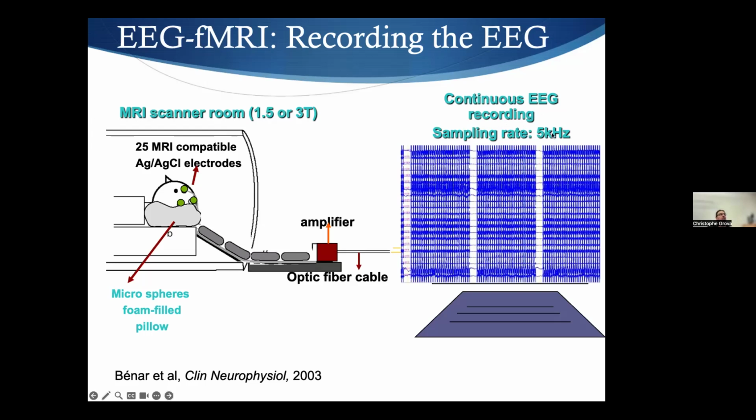EGI is limited to 1 kilohertz, and I must say it is a little bit limited. 5 kilohertz is better because you want to catch this. This is typically what we call your gradient artifact. So what is your gradient artifact?